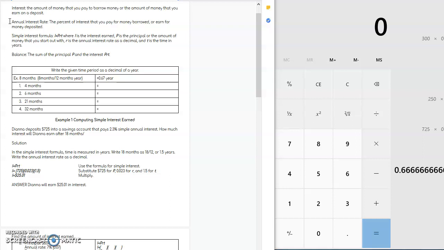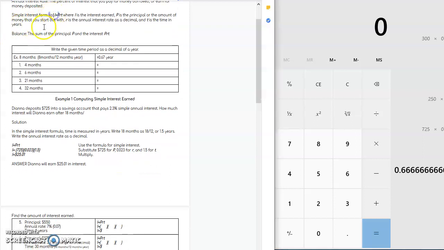Now that interest rate is annual, which is a year. So we have to bring everything back to a yearly unit. The simple interest formula is I, which is interest, and it equals PRT. I is the interest earned, P is the principal or the amount of money you start out with, R is the annual interest rate as a decimal. So we're either going to use the percent sign in the calculator or we're going to move that decimal 2 places to the left. And T is the time in years. Balance we'll get to in just a second.